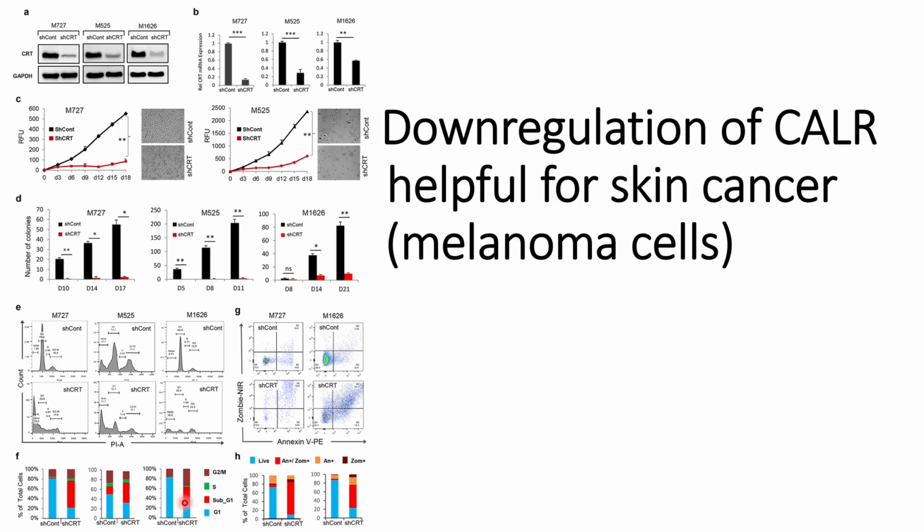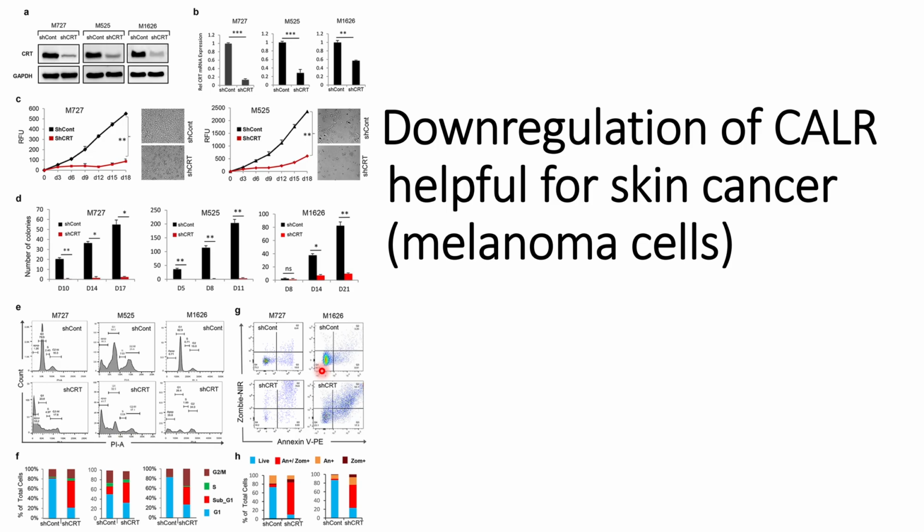So next they did another assay to confirm this apoptotic condition, that is to use the zombie dye and annexin B to stain the apoptotic cells. This data they have presented here for two cells, that is M727 and M1626, and this region represents the live cells, and we can see in control there are live cells, and live cells are more in M1626.